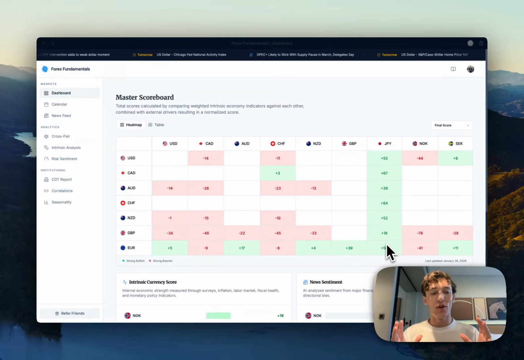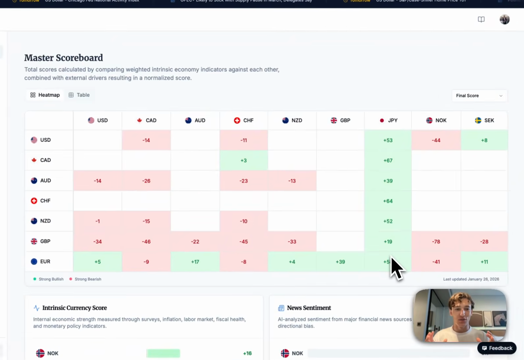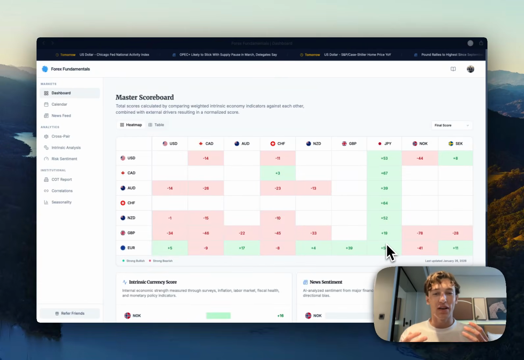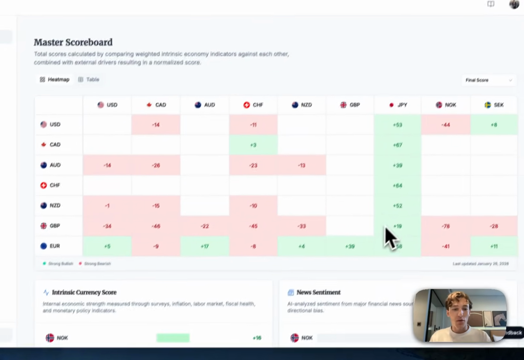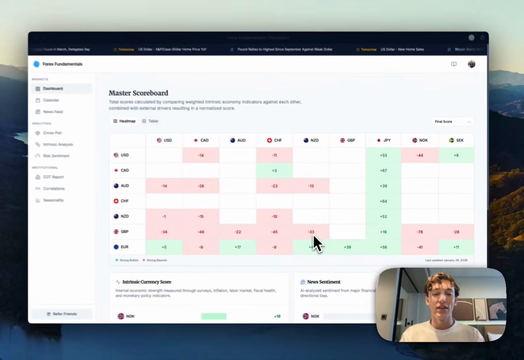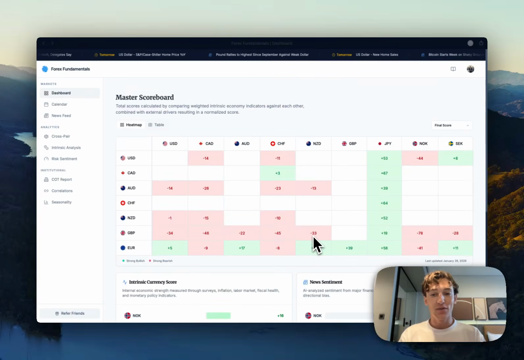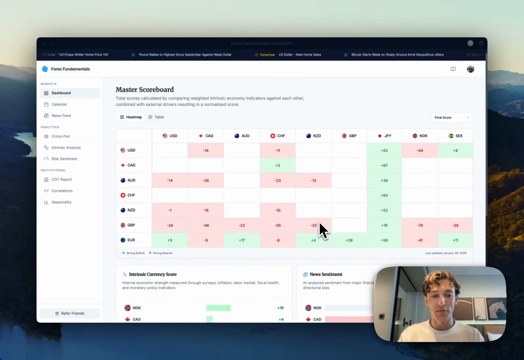So first of all, you will see in front of you the master scoreboard. And why do we create a master scoreboard? It is kind of like a final score where we put all of the metrics together into one score relative to each other. So this will give you a better idea of how, for example, the yen compares to the pound pairs, right? And you can see, for example, that these yen scores are really bullish as compared to the pound scores that are really bearish, okay?